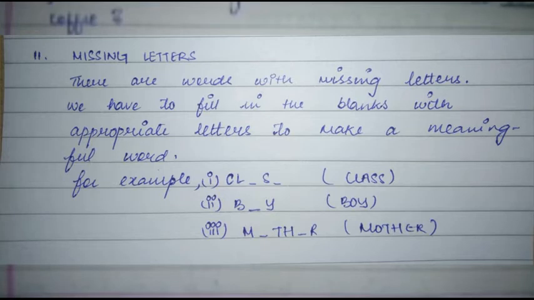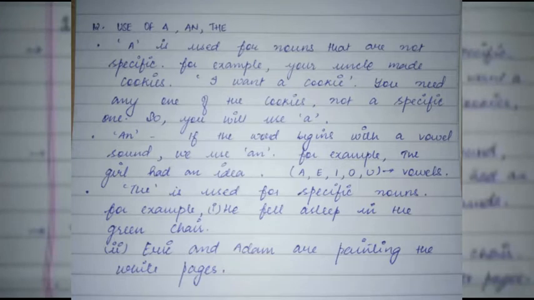C-L-blank-S-S. So it will be CLASS. Next example, B-blank-Y. So it will be BOY. O was the missing letter. M-blank-T-H-blank-R. So it will be MOTHER, mother. Similarly, there will be words and a few letters will be missing. You have to see which letter has to be put so that you get to know that the word is going to be meaningful. Now let's move on to chapter number 12.